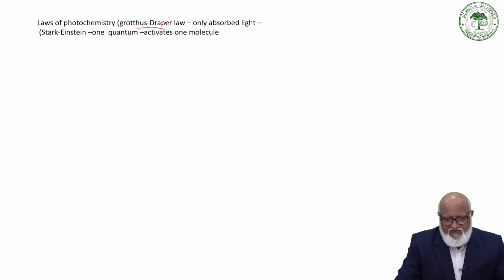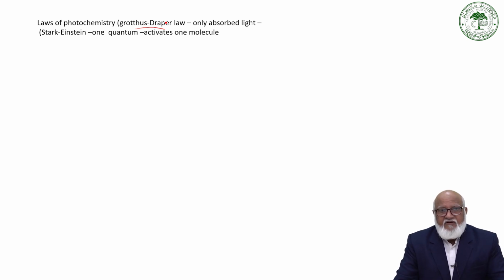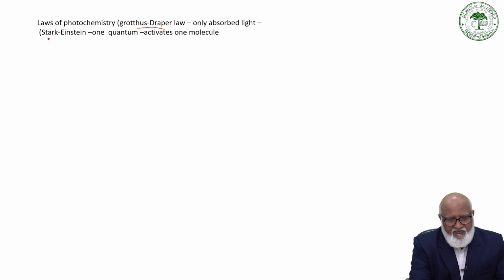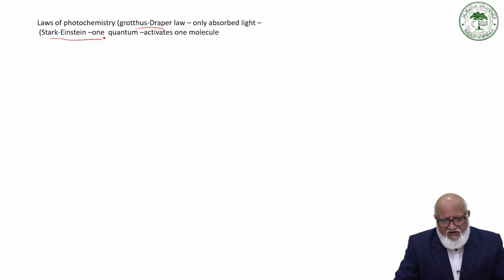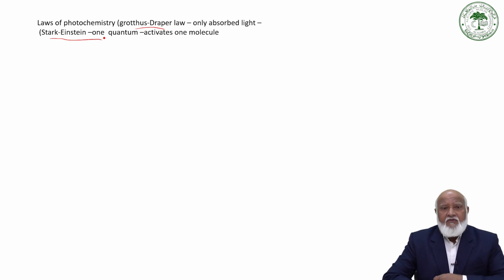The first law is the Grotthus-Draper law, and it states that only the absorbed light brings about the phototransformation, whereas the reflected light does not take part in any phototransformation. On the other hand, the second law is the Stark-Einstein law, which says that one quantum of light activates one molecule. So these are the two main laws as far as photochemistry is concerned.